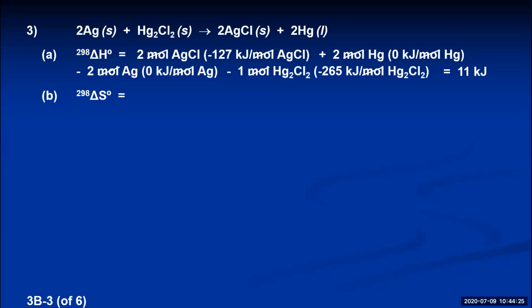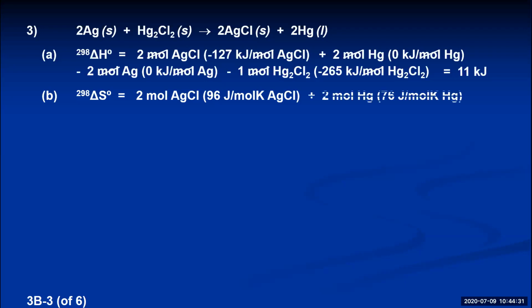Starting on the product side, 2 moles of silver chloride multiplied by its absolute entropy of 96 joules per mole Kelvin, plus 2 moles of mercury multiplied by its absolute entropy of 76 joules per mole Kelvin. Notice nothing is zero here. That would violate the third law of thermodynamics, which says the only substance that has a zero absolute entropy is a perfect crystal at 0 Kelvin.